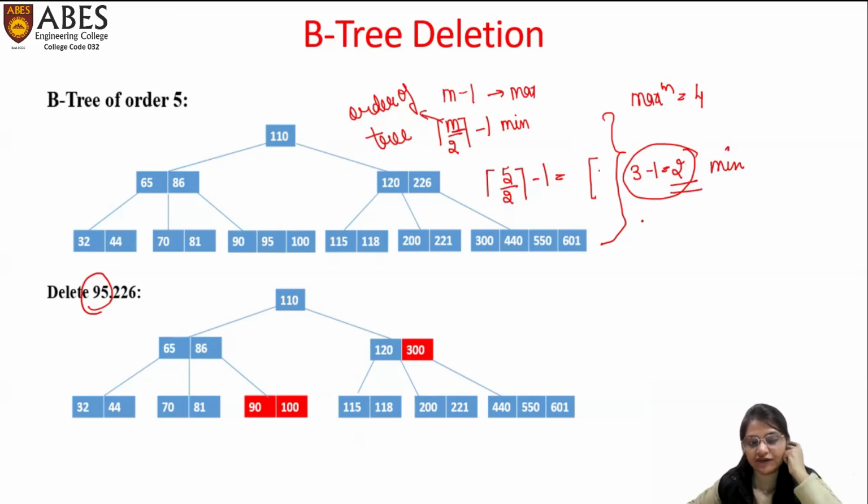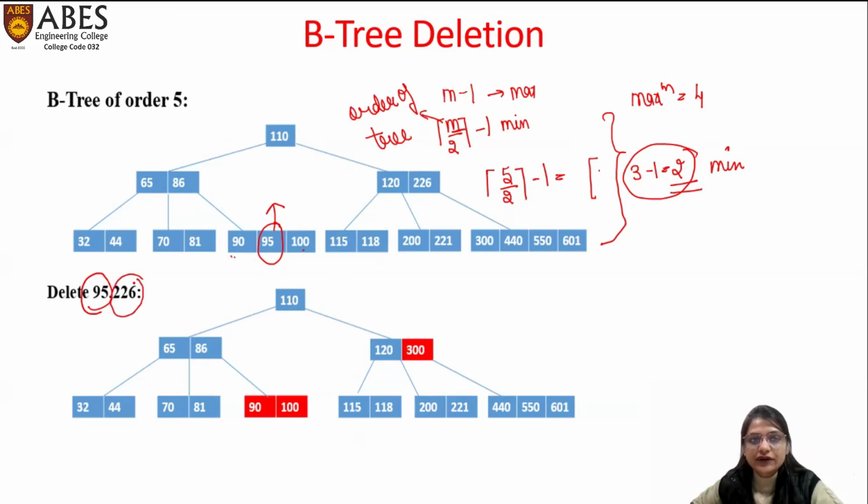Fine. Okay, first of all, we have to delete 95. So it will be deleted from here without affecting the node's value, because a node can have a minimum of 2 values. So 95 can be erased directly. So the node will have 90 and 100.